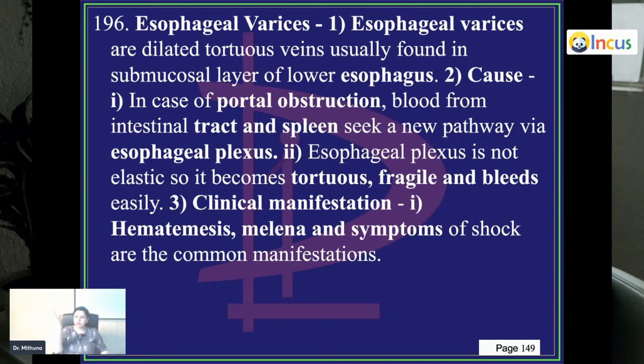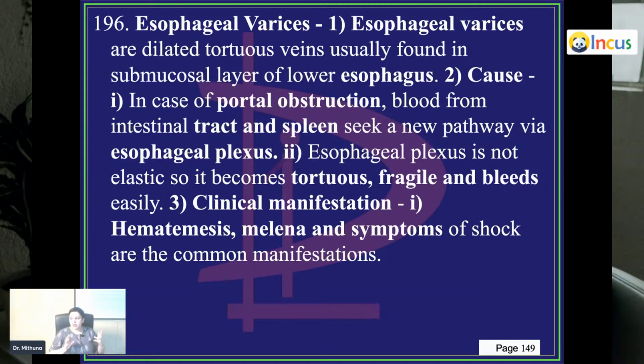What happens is there is an obstruction at the liver. So some way or the other the blood has to go. All that excessive blood goes and forms a venous plexus around the esophagus. That is why you get esophageal varices.